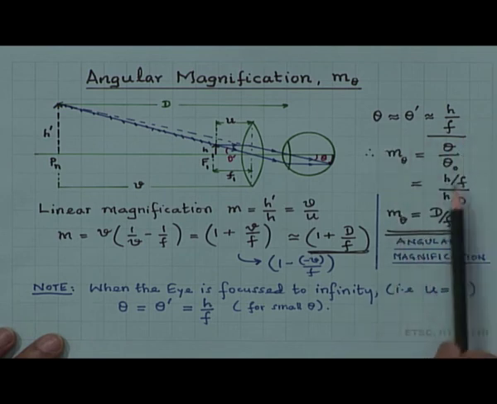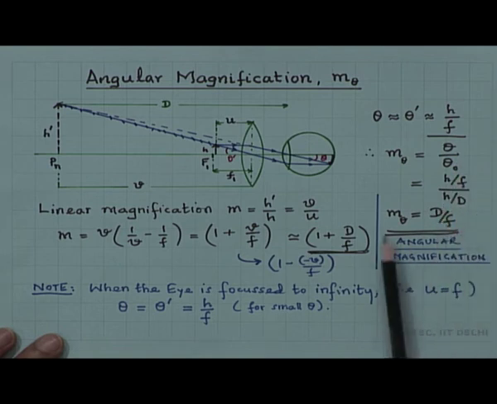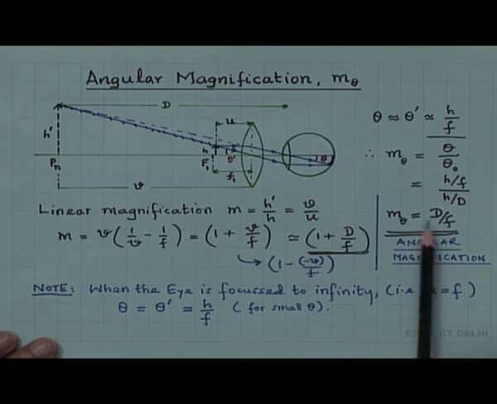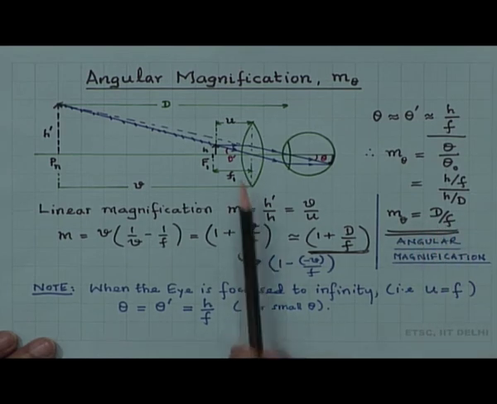Theta, we have already seen, is h by f, and theta 0 is h by d, and therefore m theta is equal to d by f. The angular magnification is d divided by f. F is the focal length of the lens which is introduced.